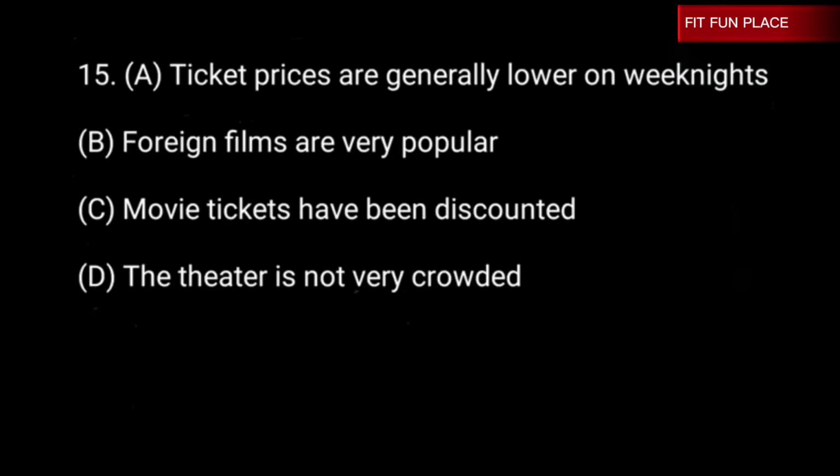Number 15. What's going on at the theater? There's not usually a crowd like that on weeknights, especially for a foreign film. There's a special promotion going on. 2 people get in for the price of 1. What does the man mean?